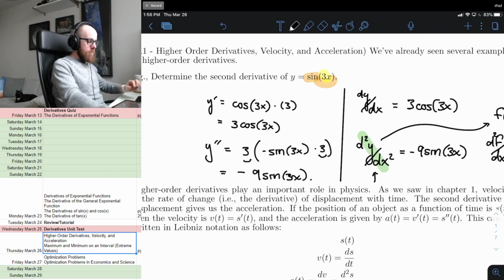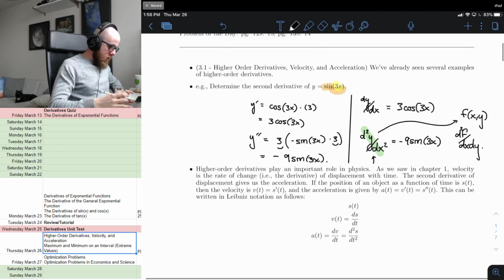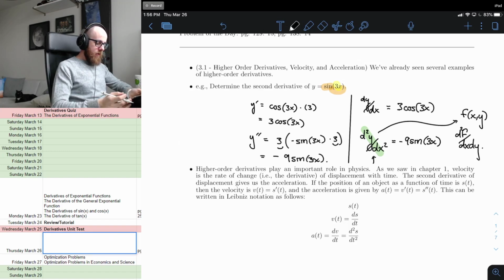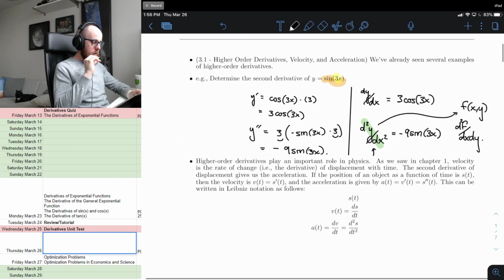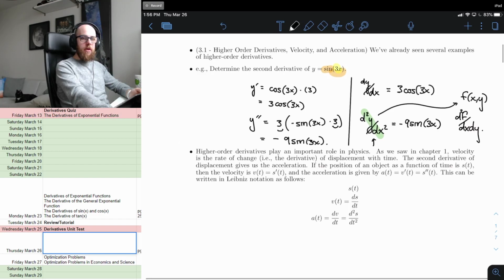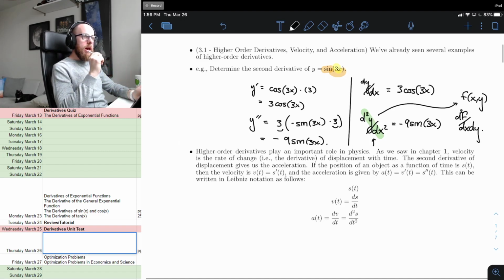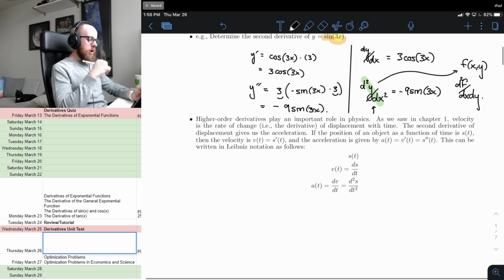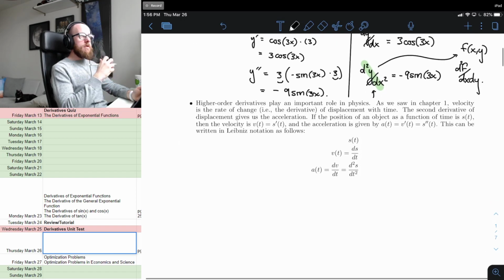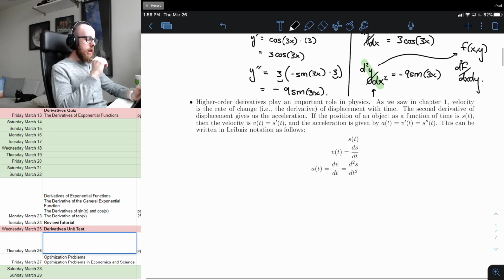Yeah, so as I mentioned, higher order derivatives play an important role in physics. So as we saw in chapter 1, I think it was section 1.3 or something like that.